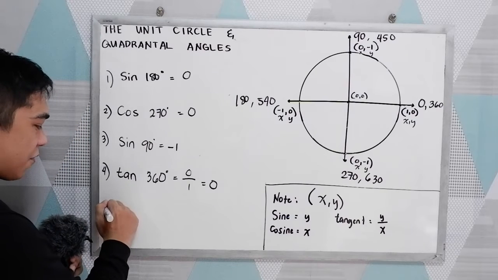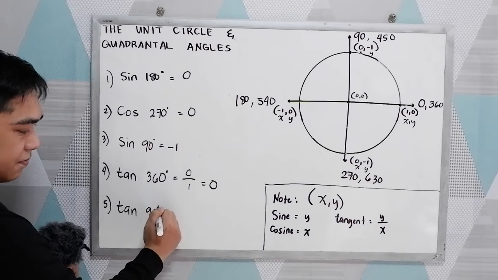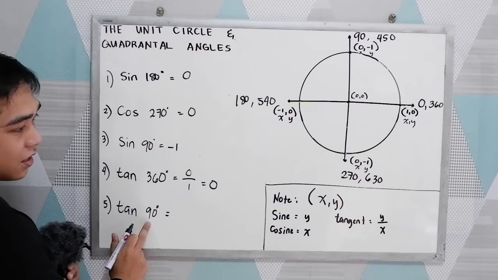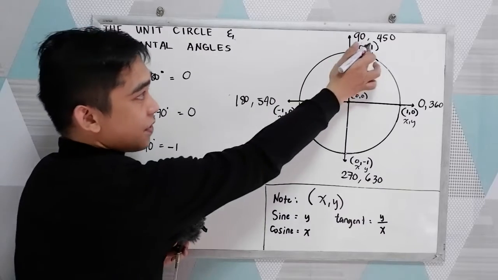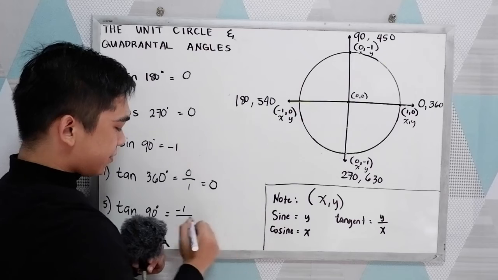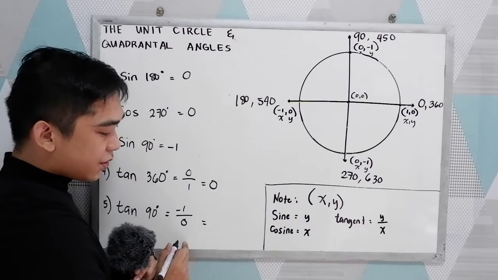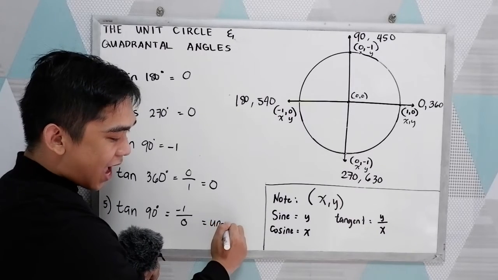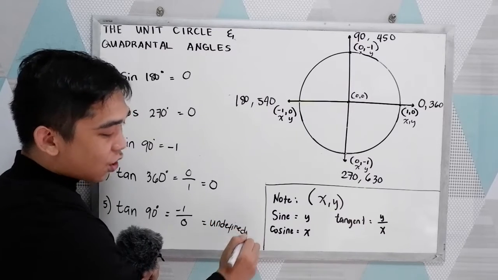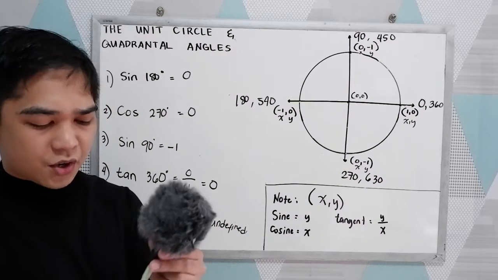Next, number 5. Let's say we have tangent 90 degrees. Tangent is y, negative 1, over x, which is 0. So negative 1 over 0, that will give us undefined. Or in your calculator, math error or syntax error.